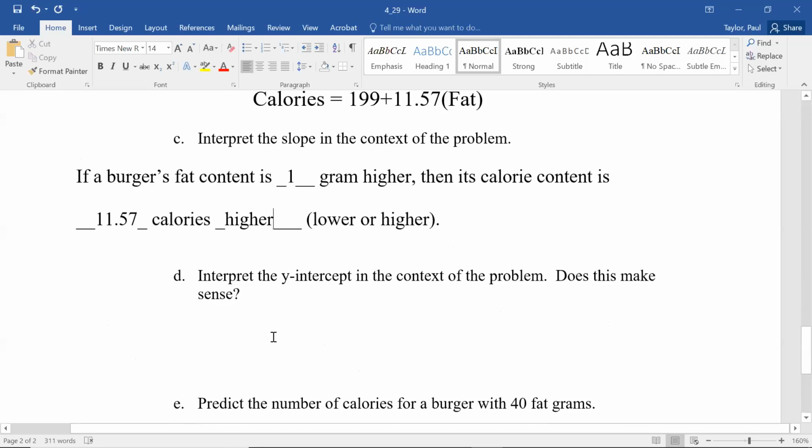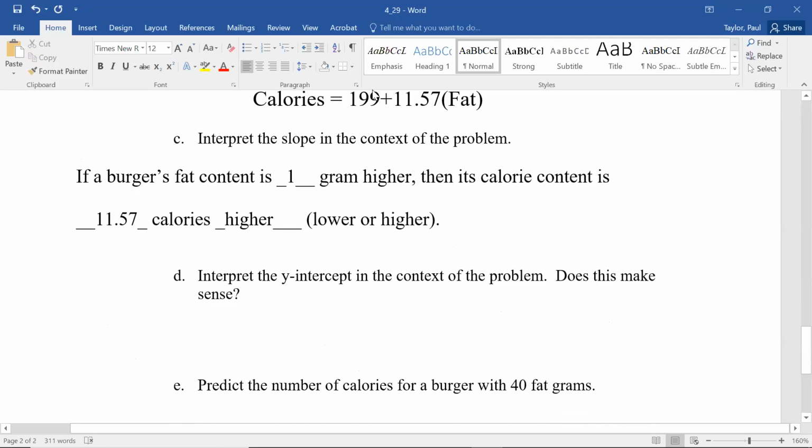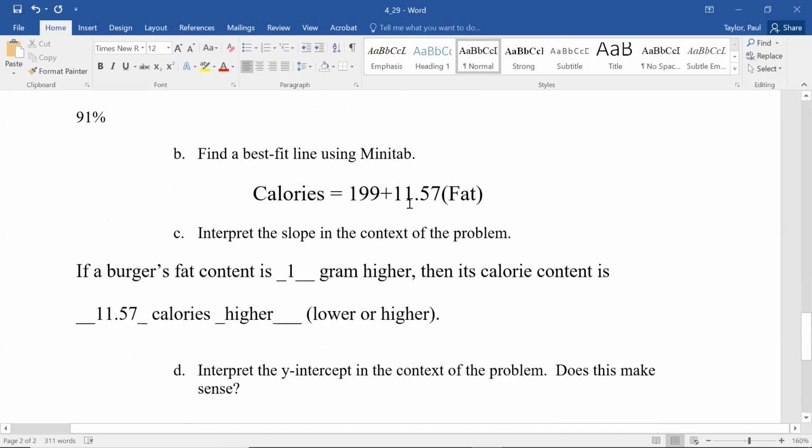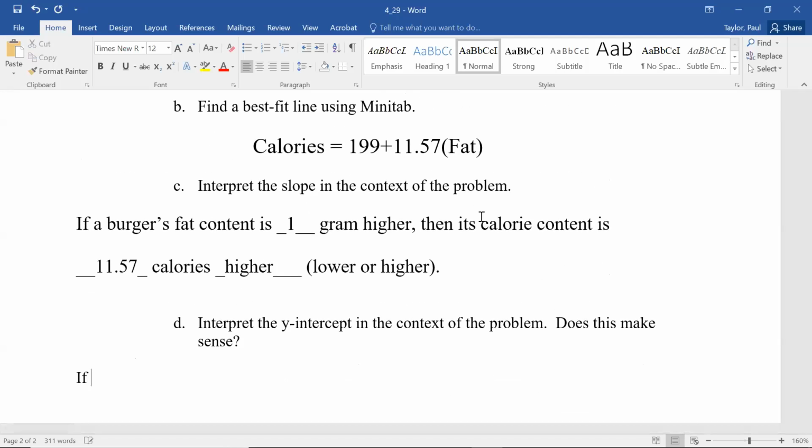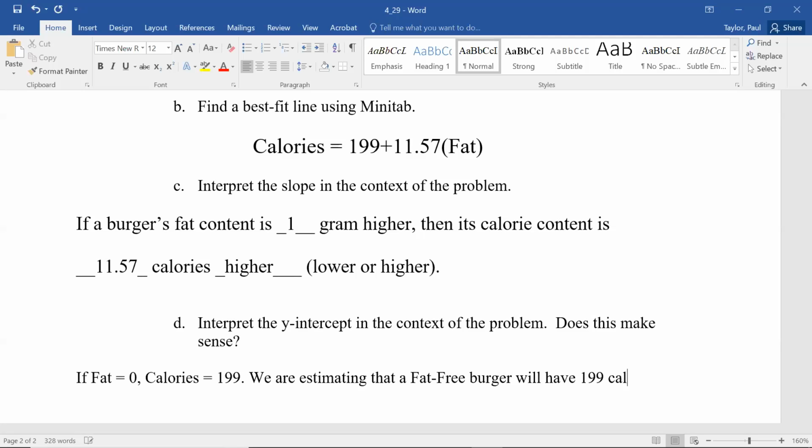This one has something new, interpret the y-intercept. So what does this 199 mean? Well, I guess the y-intercept is when the x-coordinate is 0. So if fat equals 0, calories equal 199. So we are estimating that a fat-free burger will have 199 calories.